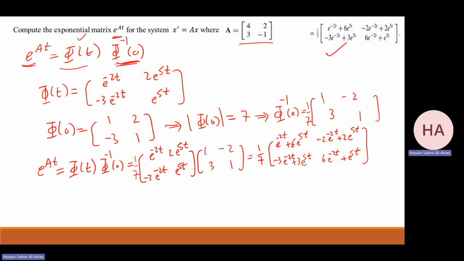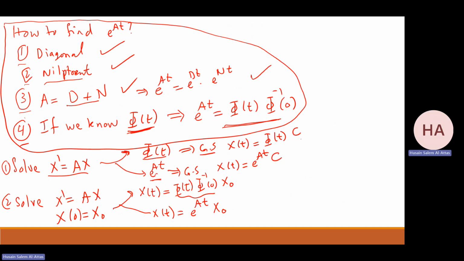Let me explain what we have in this section. I think this slide will explain it. There are methods to find e to the power At. If A is a diagonal matrix, or if A is nilpotent, then there is a way. If A equals diagonal plus nilpotent, there is also a way. If you know the fundamental matrix, then you can also find e to the power At. And how will that help? That will help to solve the system.